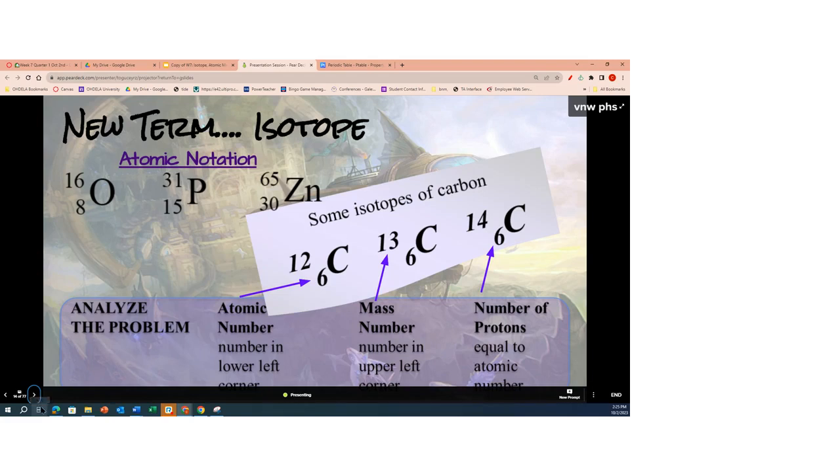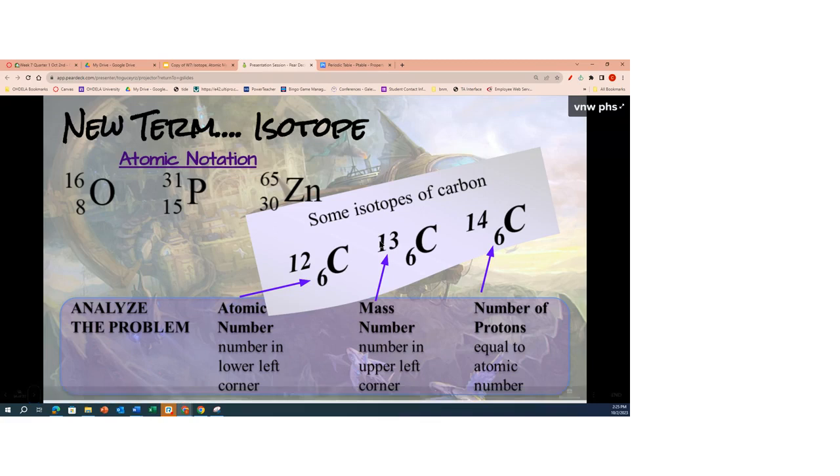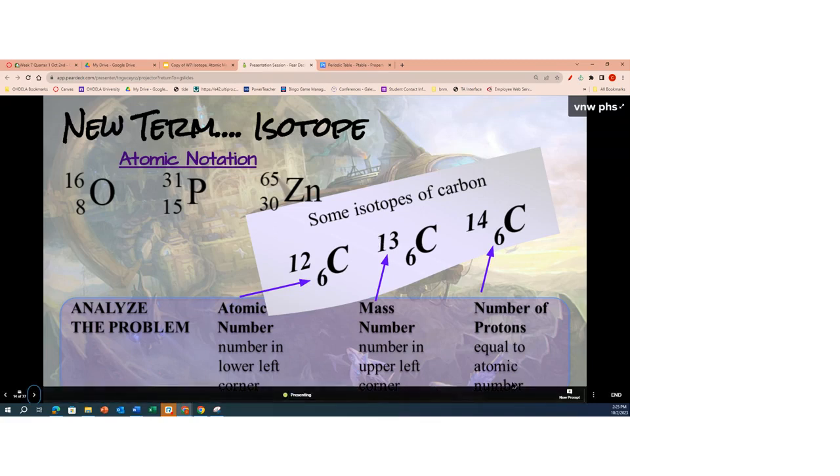Okay, so let's look at the terminology one more time. The atomic number is the lower number or the smaller number. Again, there's an exception for hydrogen. 6 is on the lower. The mass number is up on top, because sometimes they switch them. And the number of protons is equal to the atomic number. So if they say atomic number, you think of protons. Okay, atomic number 6, number of protons.